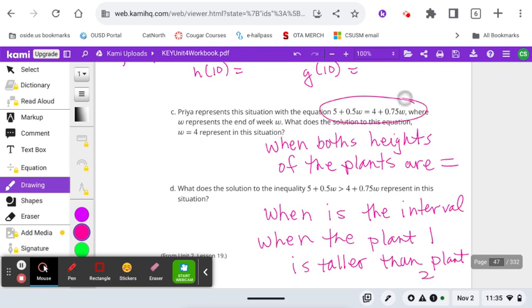You should solve this for W, and you should solve this for W for me, please. And then we'll go over the answers in class.